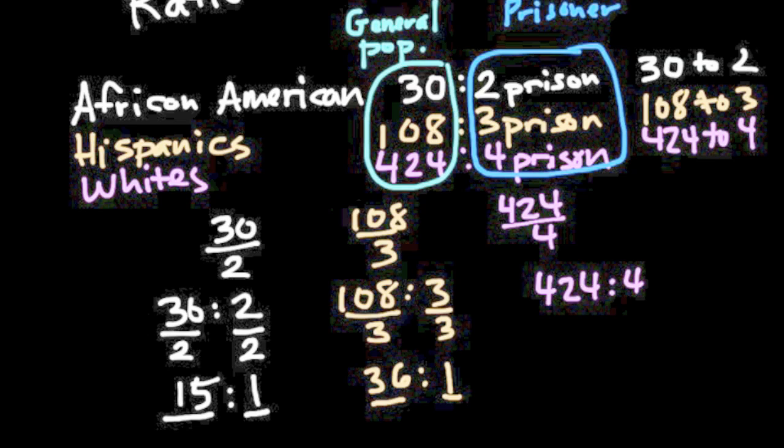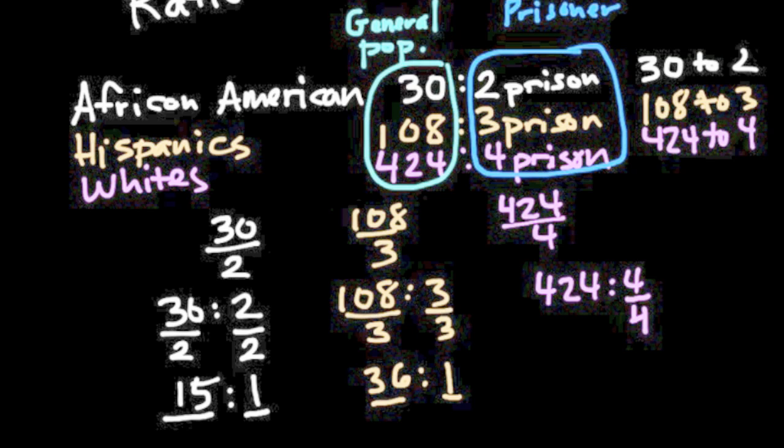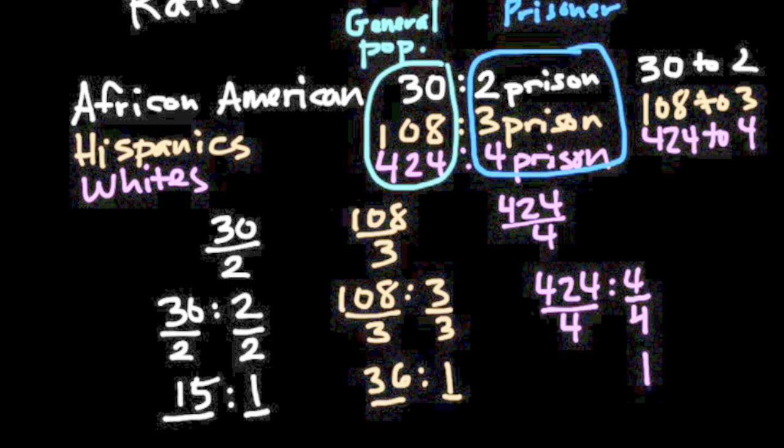And then lastly, let's take a look at the white ratio of prisoners. So 4 divided by 4 is 1. 424 divided by 4 is 106. So for this one, for every 106 white males, 1 is in prison. So this gives us a better idea of what we're looking at.